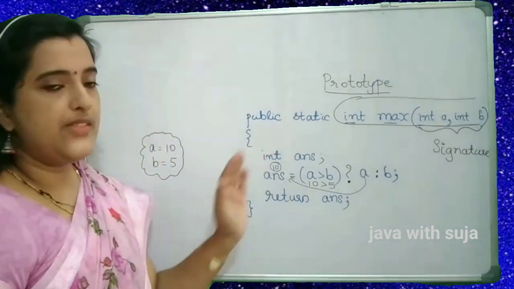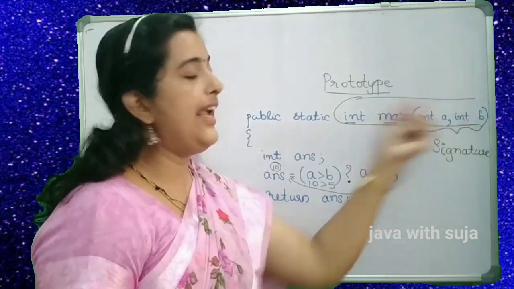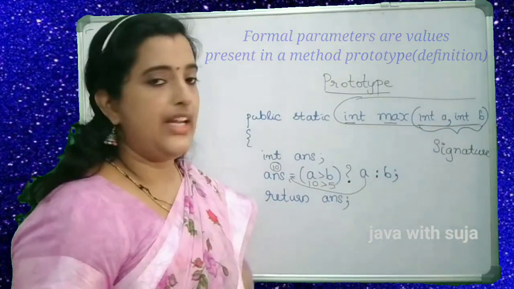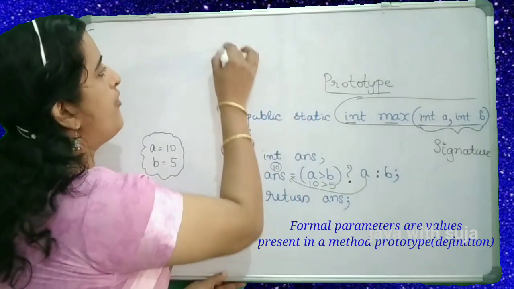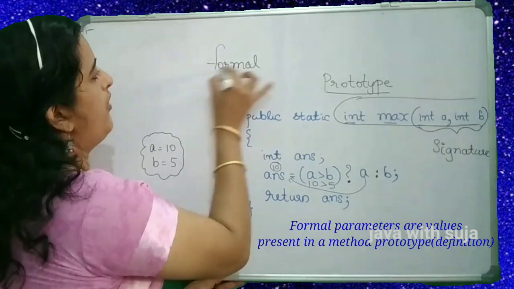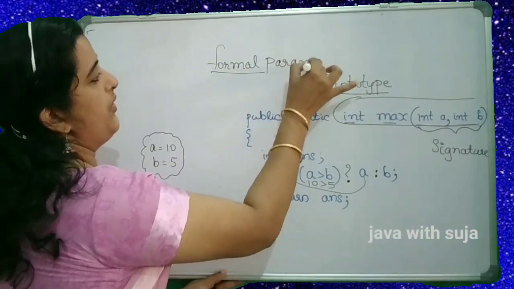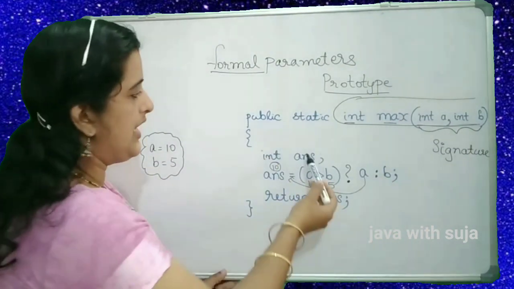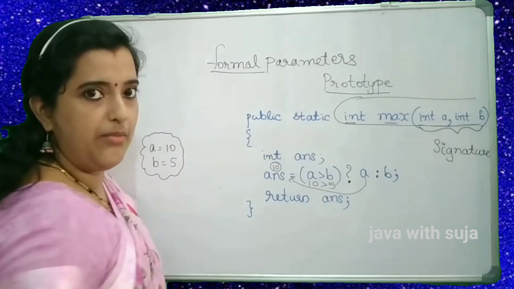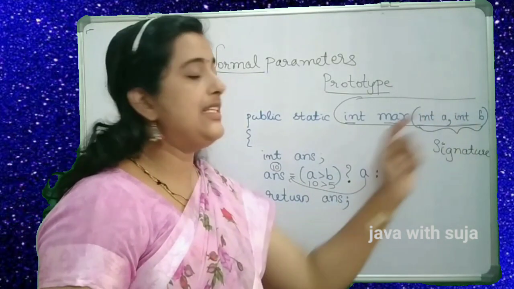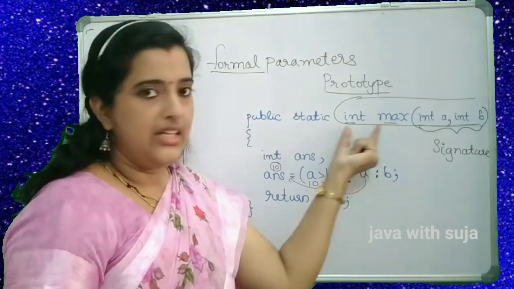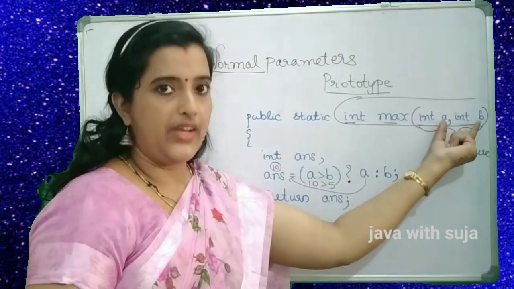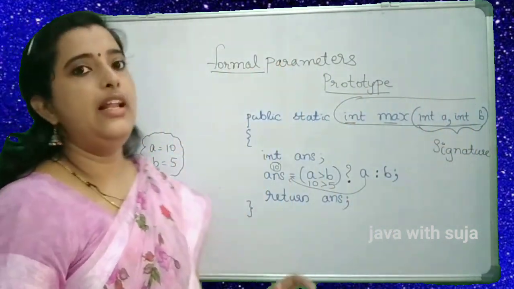And you might have seen that the variables a and b are part of the method definition. So we can call these variables a and b formal parameters. In this example, you have included 3 variables which are ans, variable a and variable b. But only variables a and b are part of the method definition, or you can say part of the method prototype. So these 2 variables are known as formal parameters.